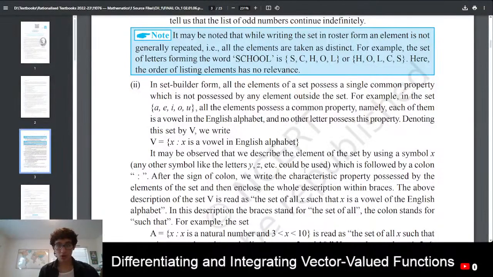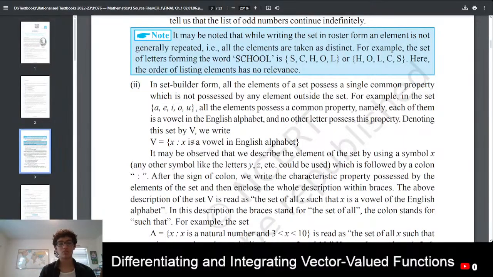In set builder form, all the elements of a set possess a single common property which is not possessed by any element outside the set. For example, in the set A, E, I, O, U, all the elements possess a common property, namely each of them is a vowel in the English alphabet and no other letters possess this property. Denoting the set by V, we write V equals, and then in the same curly brackets, you put x and then you put a colon or a vertical line, and then you define it.